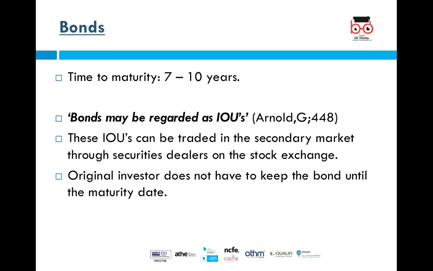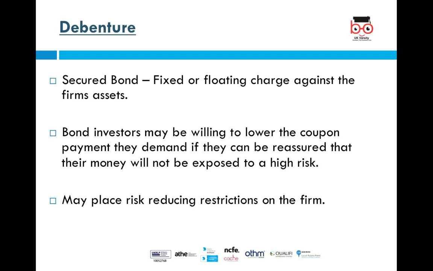Normally the bond maturity time is 7 to 10 years, and that's regarded as an IOU. This IOU, the bond, can be traded in the secondary market, that's the capital market, through securities dealers, the brokerage, the stock exchange. The original investor doesn't have to keep the bond until the maturity date. A bond can be traded in the stock exchange if he wants to sell. And a debenture is another kind of secured bond, with a fixed or floating charge against the firm's assets.